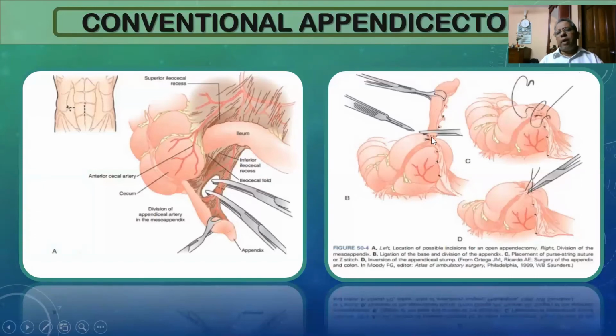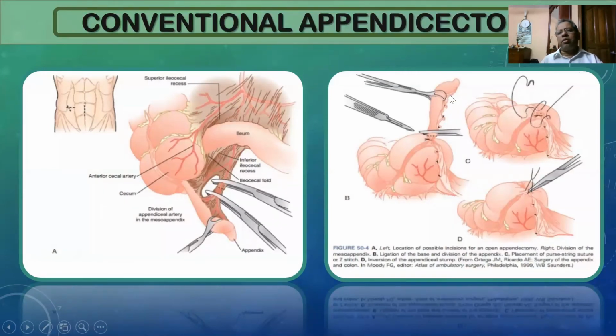So you need to divide the appendix from the cecum. At the base, you make a tie, and proximally you put an artery forceps. Then you divide in between the tie and the forceps. Then the appendix is sent to the trolley, and this is called the Babcock forceps. There is a special caliber at the end.